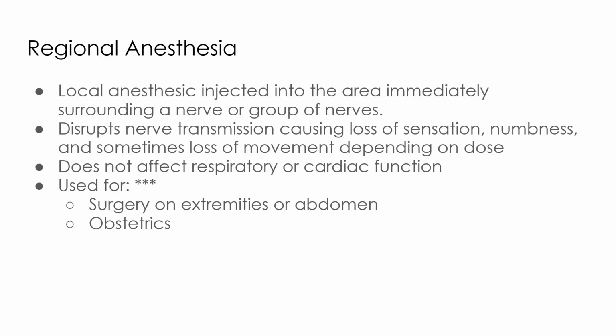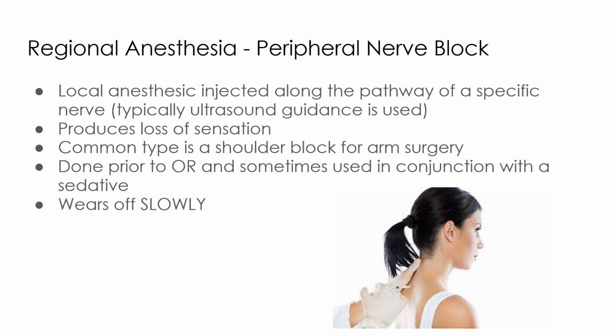It is used for, which is what you need to know, surgery on extremities or the abdomen, as well as in obstetrics. In obstetrics, this often involves spinal or epidural blocks. This can also be employed during cesarean sections. A peripheral nerve block is a type of regional anesthetic.